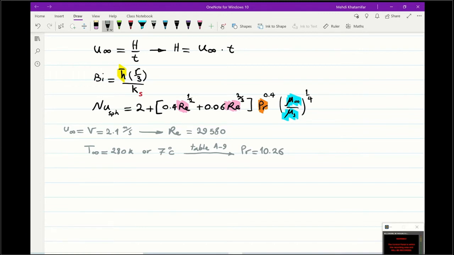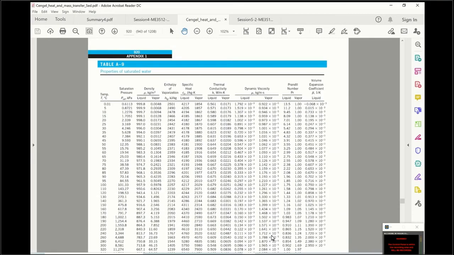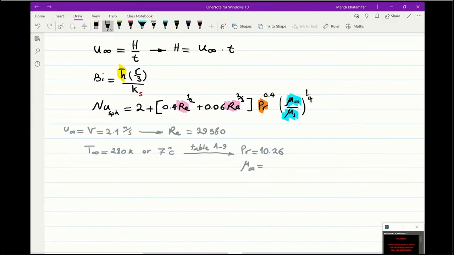Now I need to find mu at T infinity. Let's go back again there, and here mu is going to be here, between 1.3 and 1.5 times 10 to the power of minus 3. So let's write it down. If you do interpolation, it's going to be 1.422 times 10 to the power minus 3 kilogram per meter second.